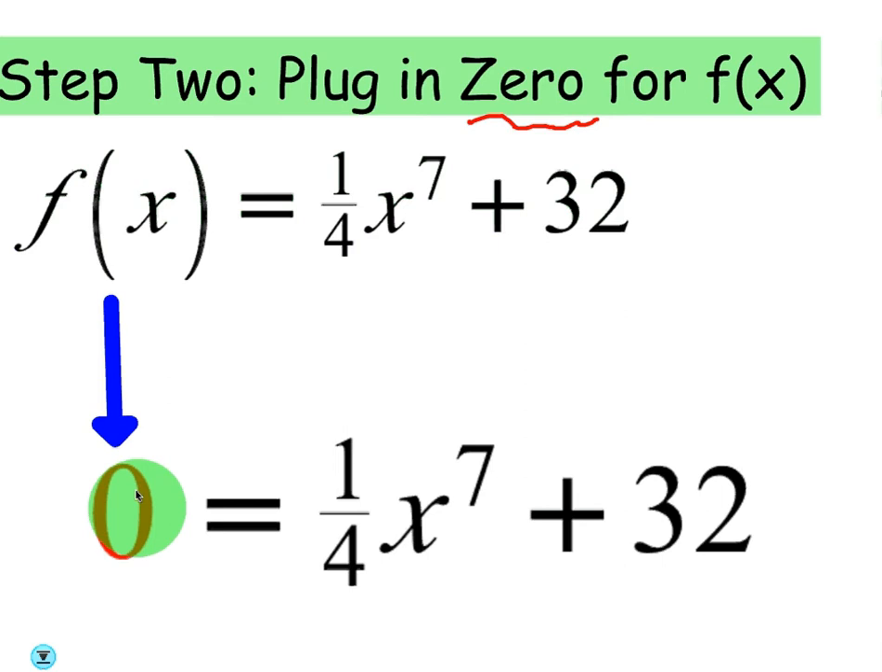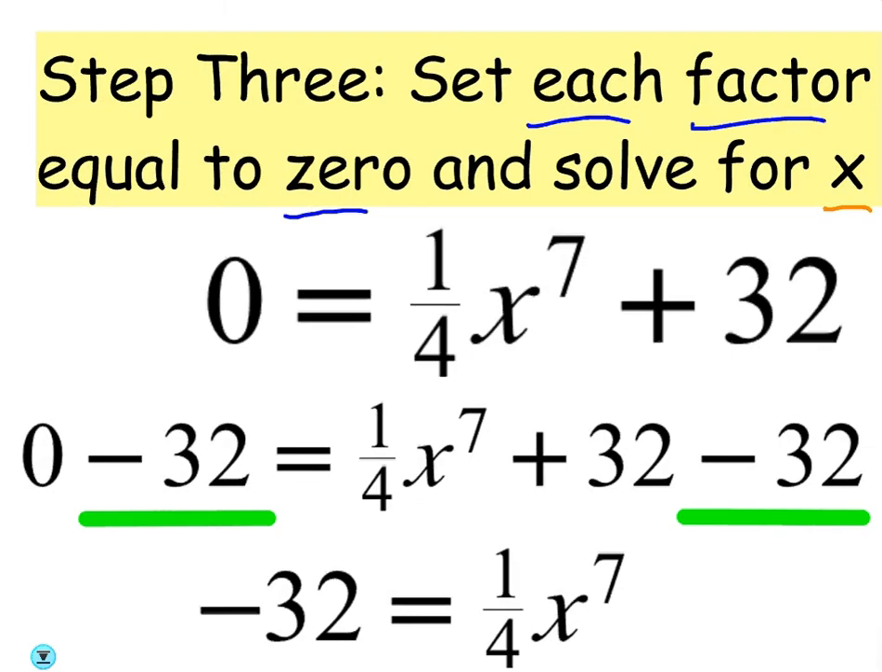You can already see why this equation can be solved. We can get x by itself because there's only one of them. So can somebody tell me, what's the first thing you're going to do to get x by itself? Yeah, good. Do the opposite of add 32, which is subtract it. So that gets negative 32 on the left-hand side when we subtract it from both sides. So now we have negative 32 equals 1/4 x to the 7th.